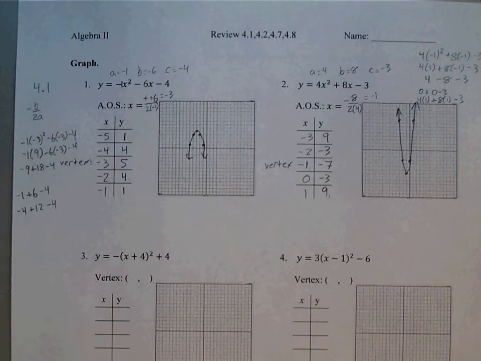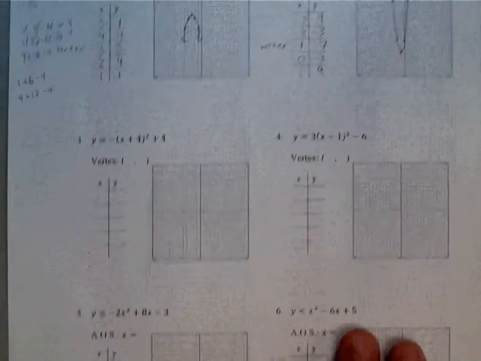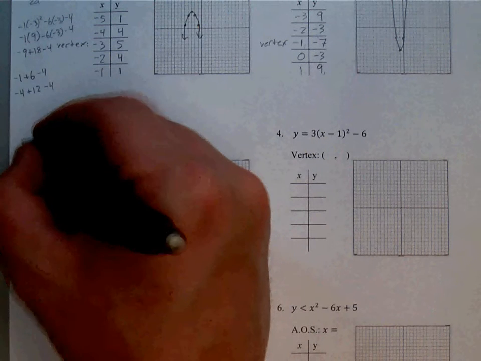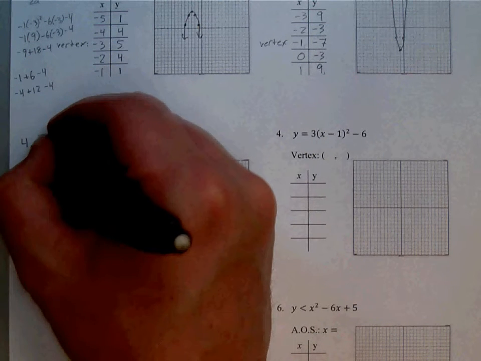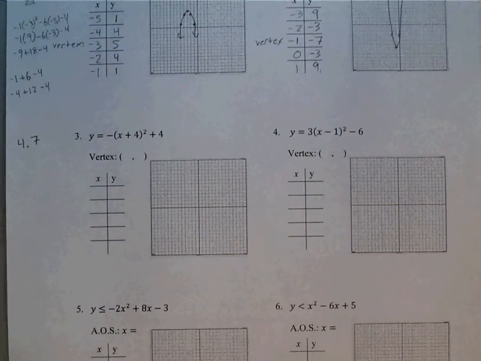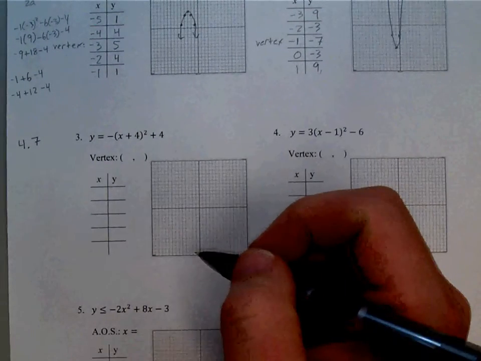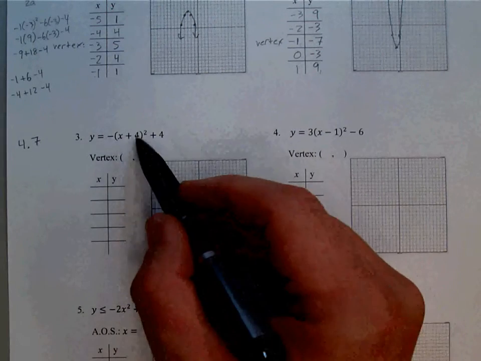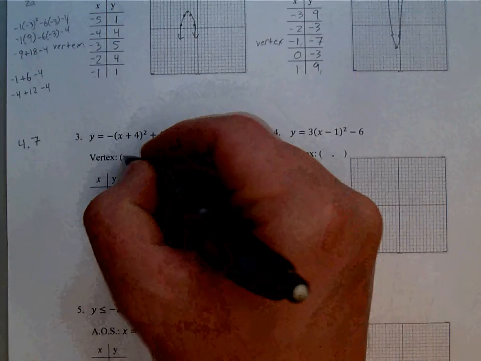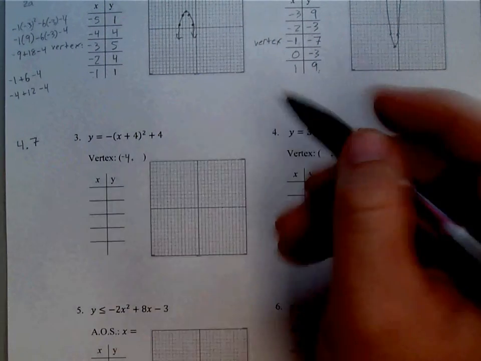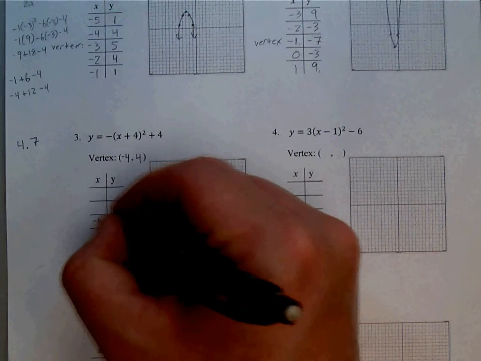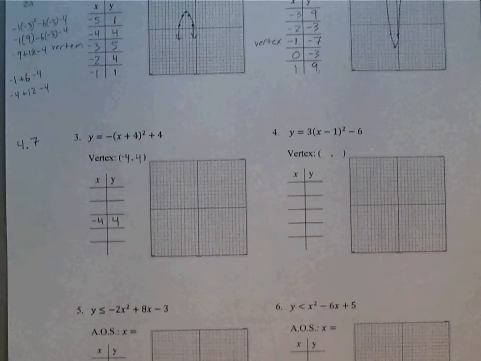Okay, now when we move on to numbers 3 and 4, this is vertex form, which is section 4.7. We'd find the vertex first. That's the h, k. When the parentheses says x minus 4, I know I do the opposite sign, so negative 4. K is the constant, and at the end, don't change its sign. So negative 4, 4 is my vertex. So I plug that in the middle of my table of values.